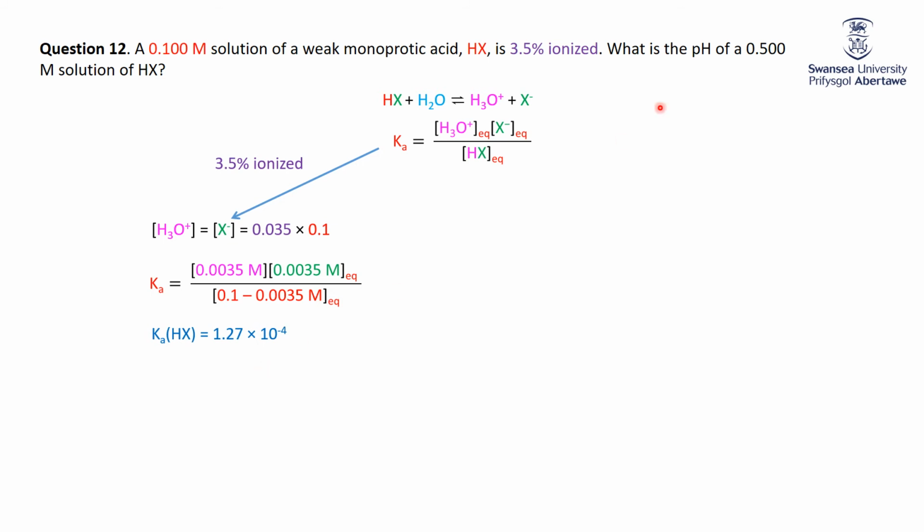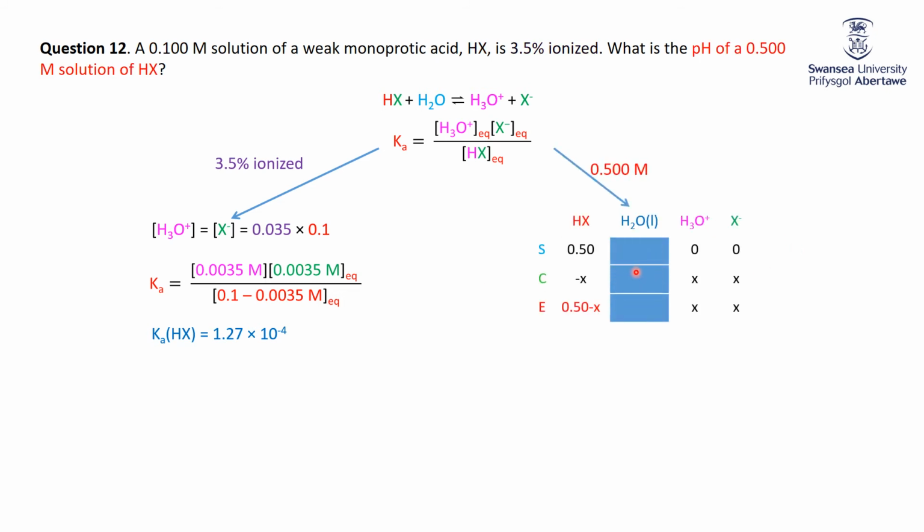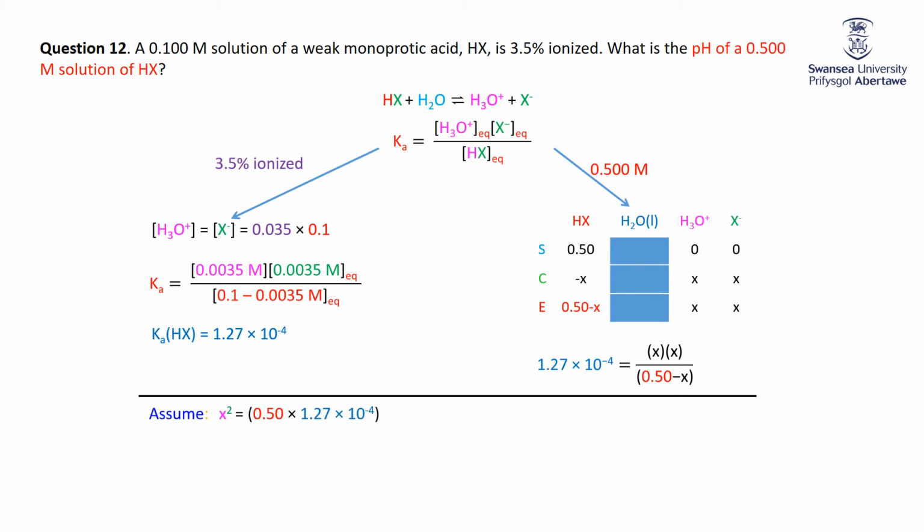Now let's go to the second sentence here. Set up our ICE chart. We got 0.5 molar HX, so 0.5 minus X, and then X and X there. Plug all that in to our K value, knowing that Ka is 1.27 times 10 to the minus 4. Now at this stage, much easier if we can assume, so let us do so. If we assume, then we can ignore that X, so we get 0.5 times 1.27 times 10 to the minus 4 equals X squared. So this is now where you would be with the A-level assumption.